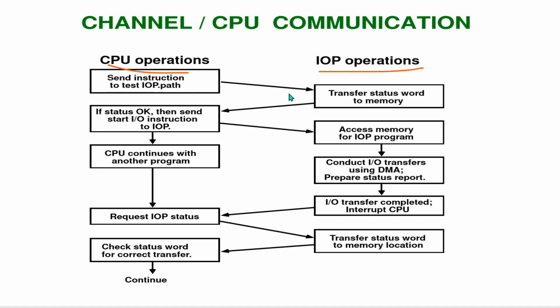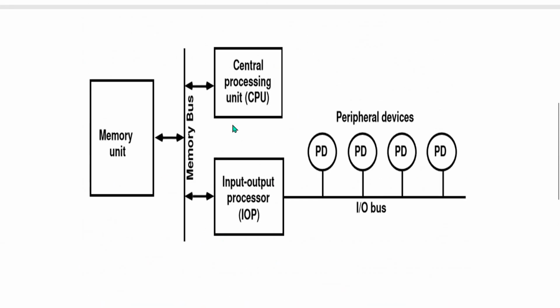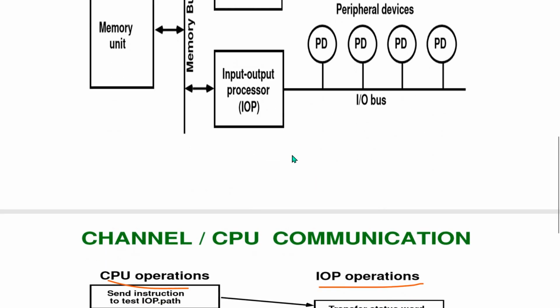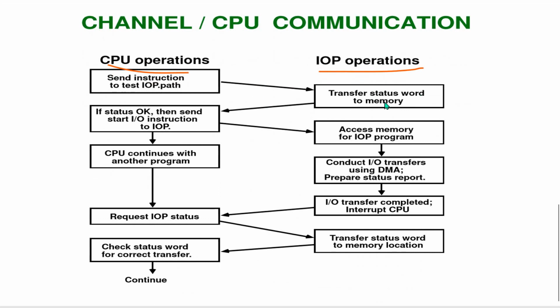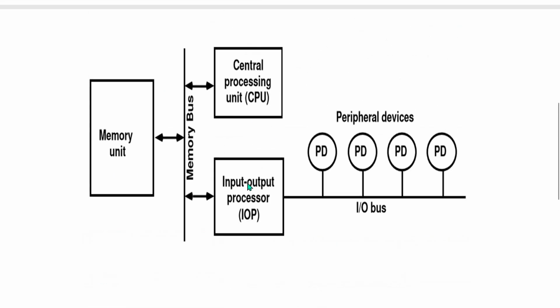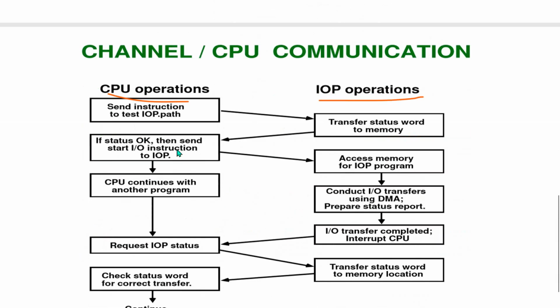The CPU first sends one command, that means it sends an instruction to test the IOP path. In this block diagram, the CPU sends the first instruction to test the path of the IO device. Next, after receiving that command, the IOP transfers the status word to the memory. So this input output processor reads the status of the individual peripheral devices. That status word tells whether the peripheral device is ready or not, or whether any error occurred in the peripheral device during the transfer of data. The status is transferred in the form of a word, and it is placed inside the memory.